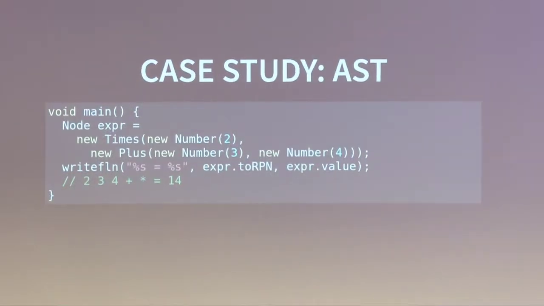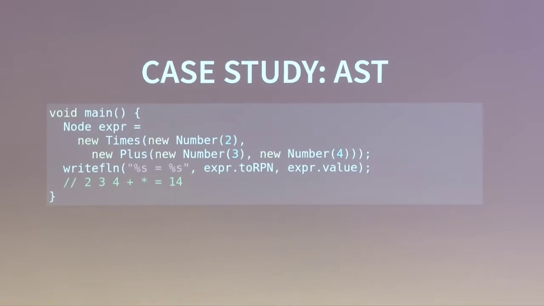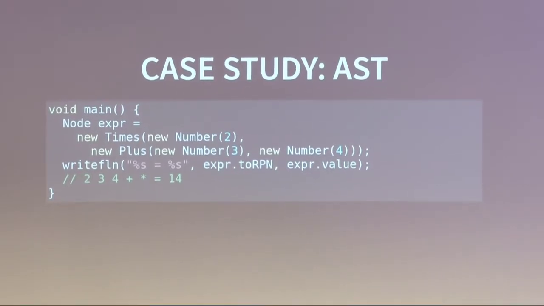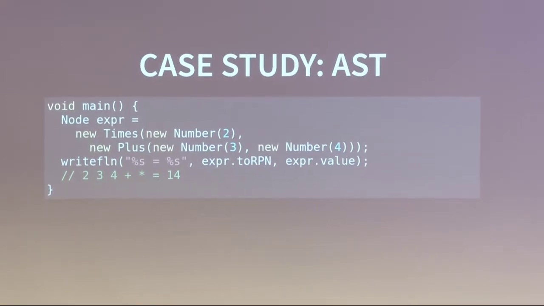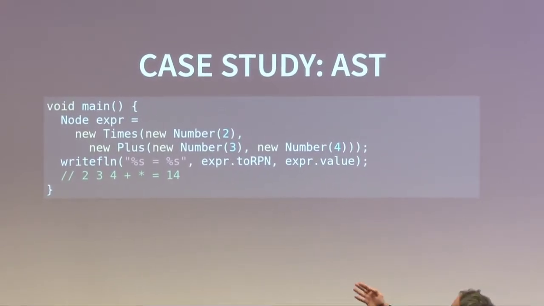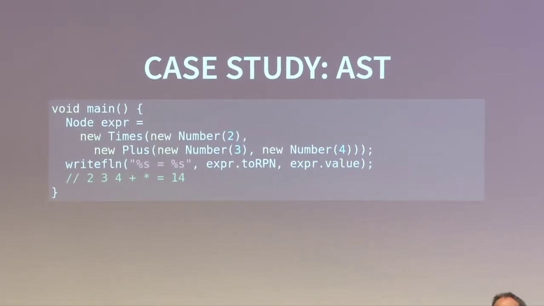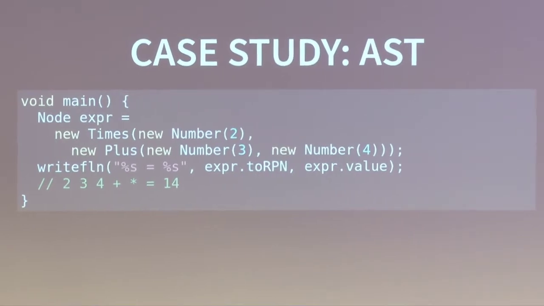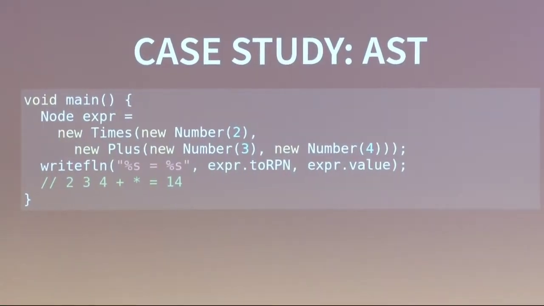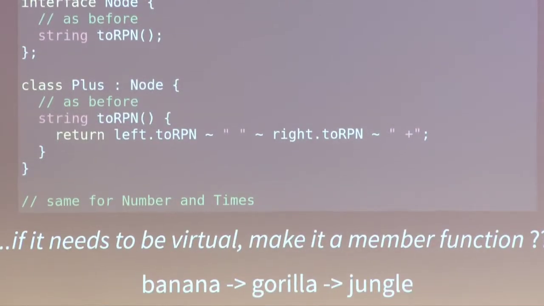Now, let's suppose that we would like to render the AST in a certain format. Here I picked reverse Polish notation because Forth was my first language. So in Forth, you would render it as 2 3 4 plus times, and the result is 14, right? That's my personal taste. Maybe you prefer the Lisp way or the infix way. And how do we go about doing this?